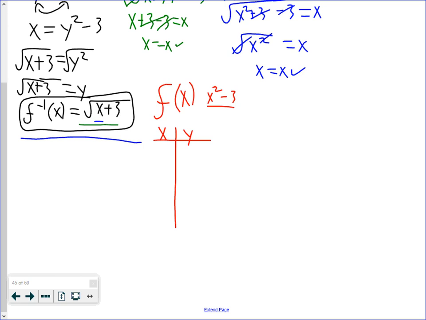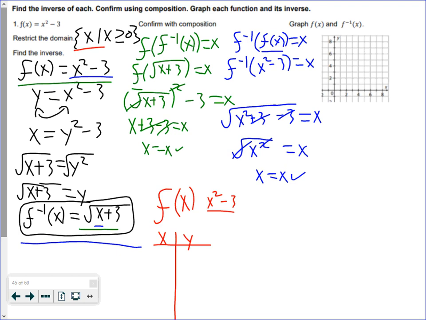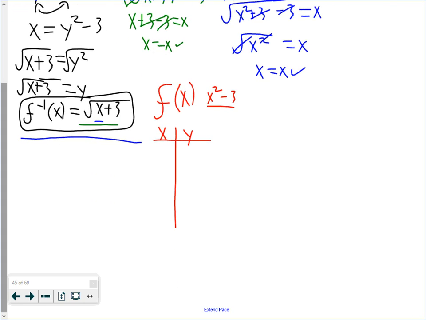But remember, for f of x, in the very beginning, we restricted our domain to be greater than or equal to 0. So we do not want to choose any negative x values. We only want to choose x values greater than or equal to 0. So I'm going to start with 0 because it's pretty easy to do. Plug it in. You get -3. Same thing with 1. 1 squared minus 3 is -2. And then we plug in 2. 2 squared is 4 minus 3 is 1.